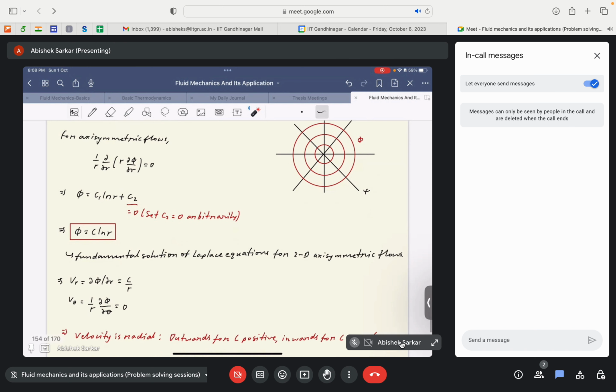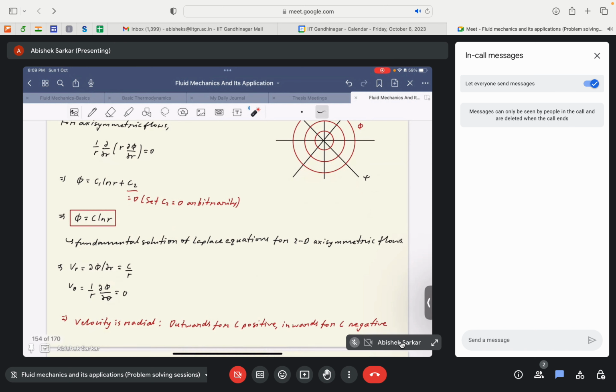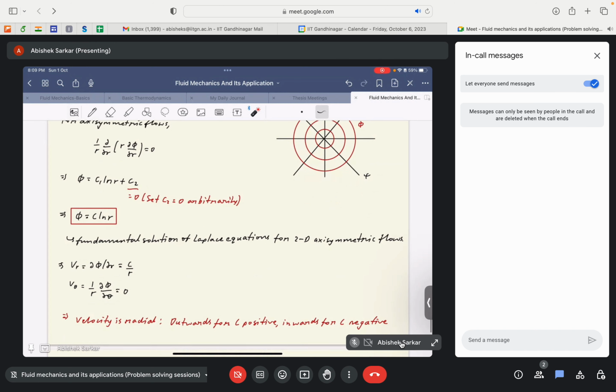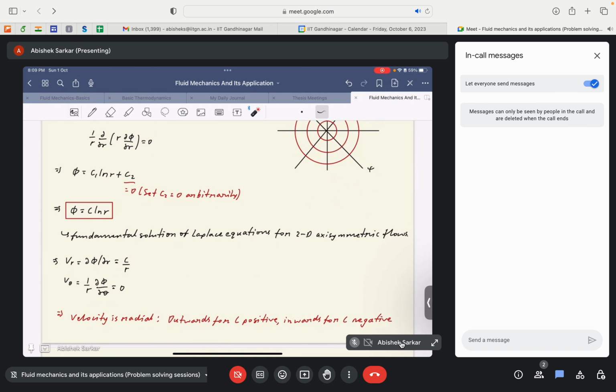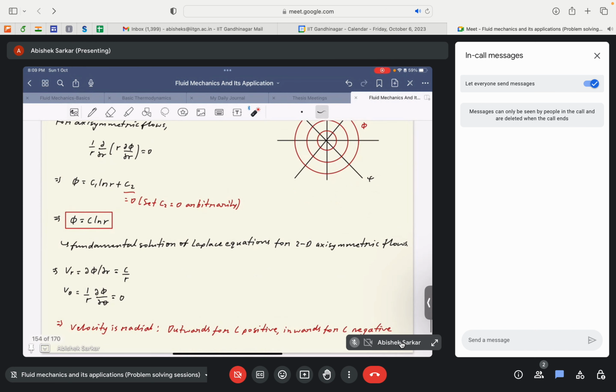Okay, so if we set the arbitrary constants C1 equal to 0 and C2 equal to 0, we get phi equal to C1 ln r, or C ln r, since we are dealing with only one constant, so we can say C1 equal to C. Now, you will see that this is the fundamental solution of the Laplace equation for 2D axisymmetric flows. This is the form of all the solutions for a Laplace equation for 2D axisymmetric flows.